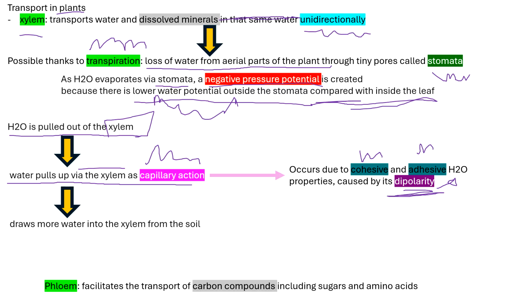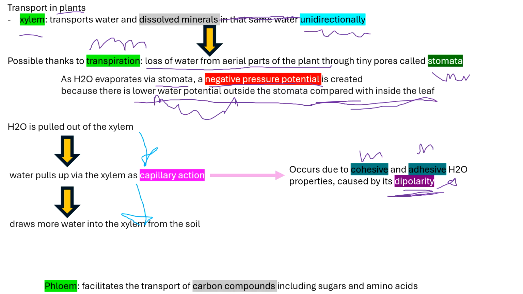So going back, water is pulled out of the xylem, and this causes water underneath to be pulled up through the xylem through capillary action, and this draws more water into the xylem from the soil. So essentially, water being pulled out of the xylem causes a chain reaction, where the water underneath keeps getting pulled up. And this is the negative pressure potential that we've just talked about.